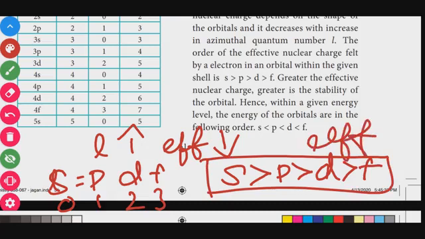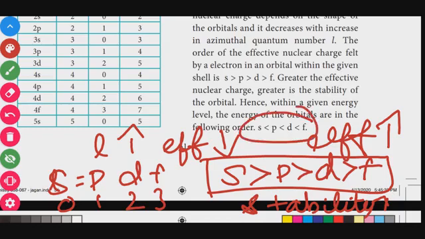Greater the effective nuclear charge, greater the stability. When the effective nuclear charge increases, stability increases, and when stability increases, energy will decrease. So s, p, d, f is the stability order and the effective nuclear charge order, and the energy order is the reverse.